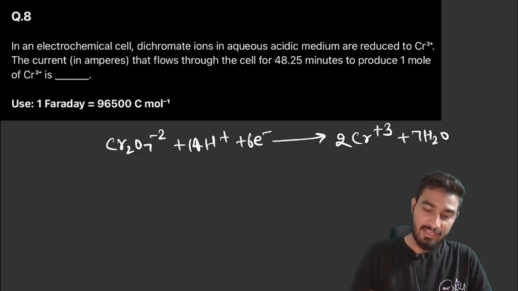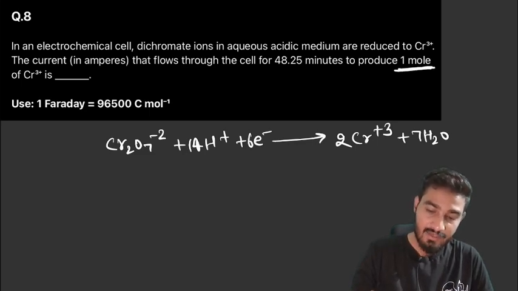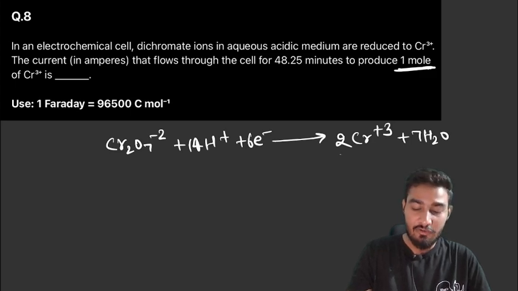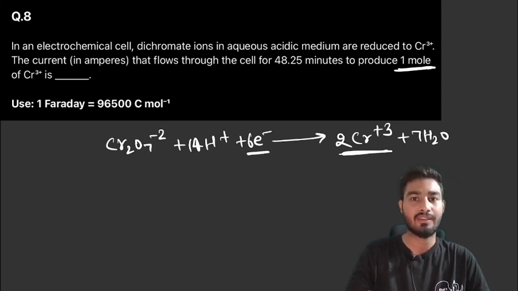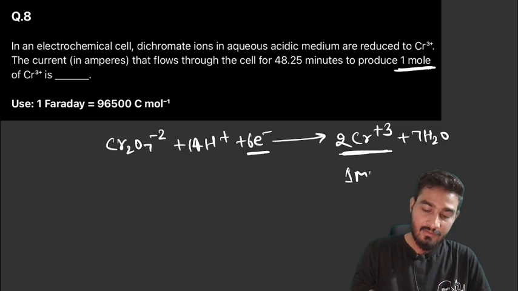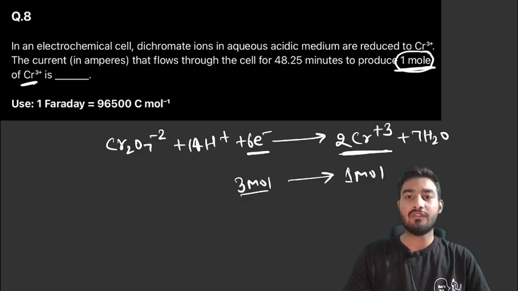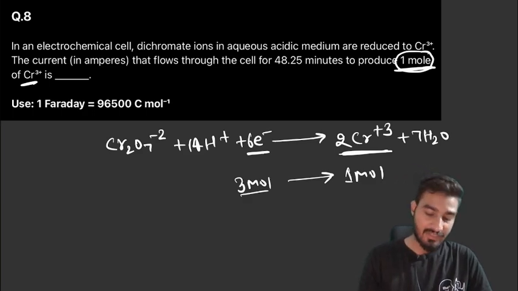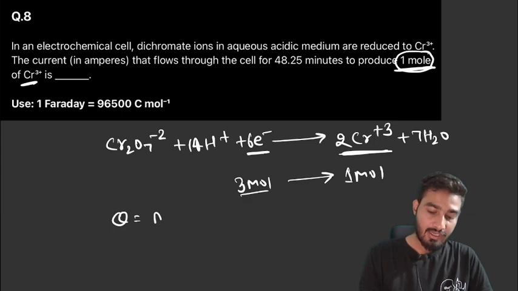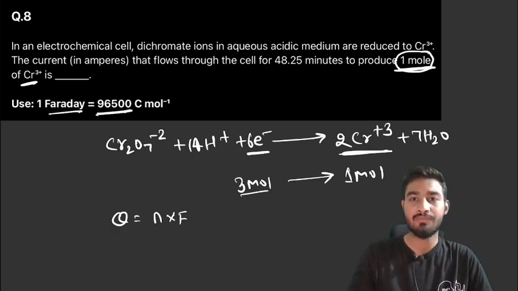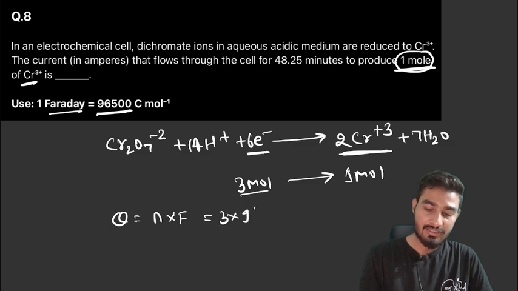They are asking for 1 mole, but in this balanced reaction, by the mole concept, when 2 moles of Cr3+ form, 6 moles of electrons are required. So for 1 mole, 3 moles are required. Total charge Q is n into F, where the Faraday value given is 96,500, so 3 into 96,500.